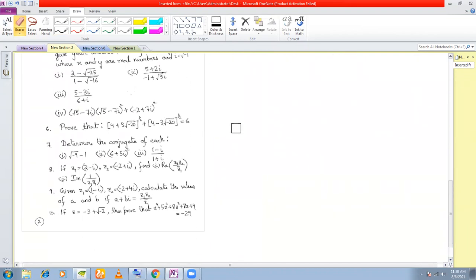Prove that... Number 6. 4 plus 3 root minus 20, 4 plus 3 root minus 20, you have this to the power of half, right? To the power of half means what? Square root, isn't it? So what I do here is I try to express this as a perfect square. I write this as 3 into root 20i, right?